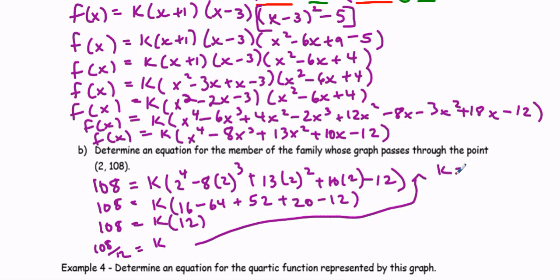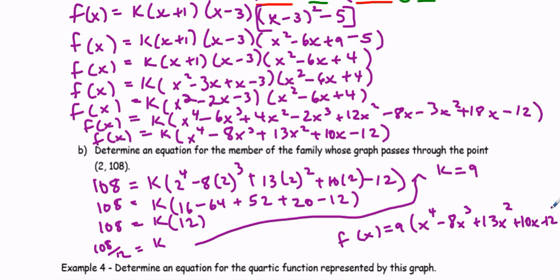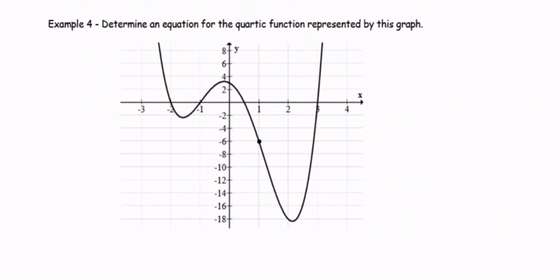So k equals 9. So f of x is equal to 9 times x to the fourth minus 8x cubed plus 13x squared plus 10x minus 12. And you can keep it in that form. Simplified really is just standard form, but your textbook actually leaves it in this form, I believe, so I'm going to let that go.